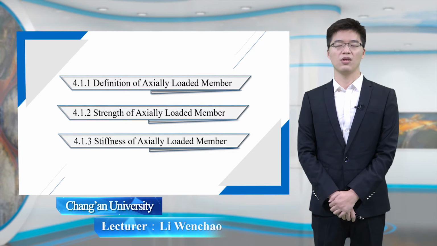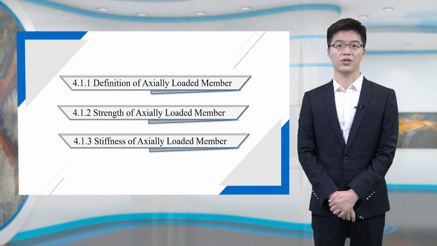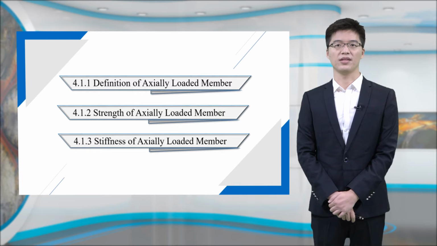In this chapter, we will put our focus on the following points. Firstly, the types of axially loaded members. Secondly, strength and stiffness of axially loaded members. Third, global buckling and local buckling of axially loaded members. Fourth, design procedure of axially loaded members.